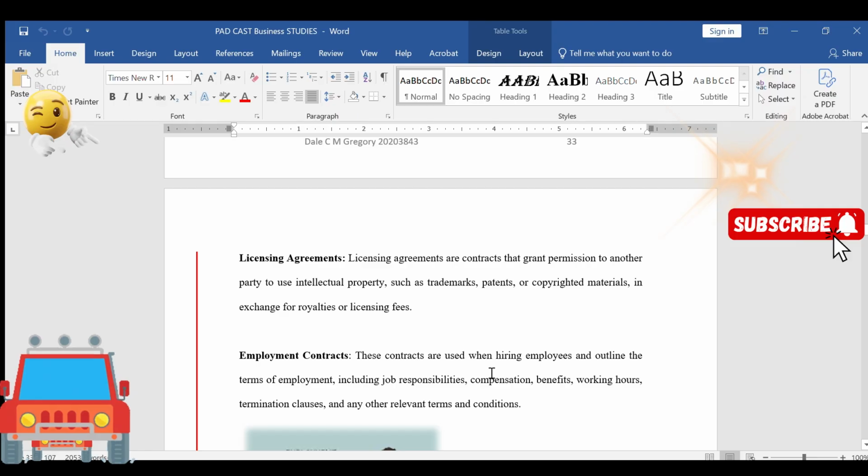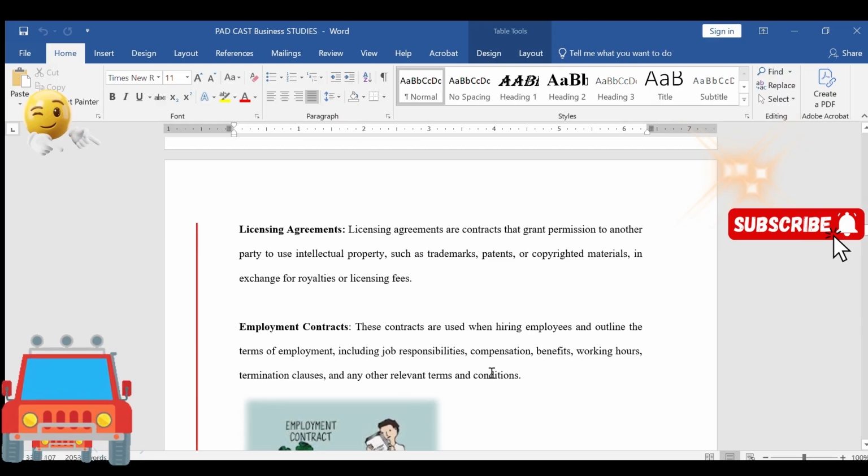License agreements are contracts that grant permission to another party to use intellectual property such as trademark, patent, or copyright material in exchange for royalty or licensing fees.